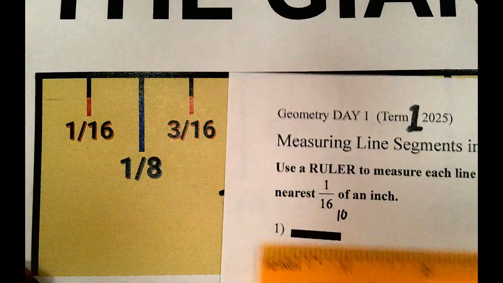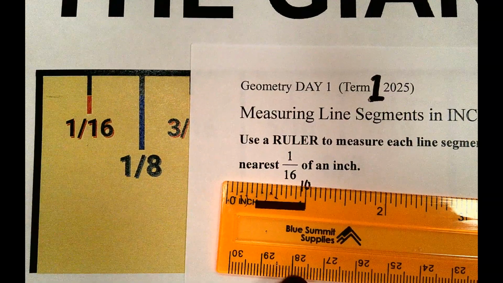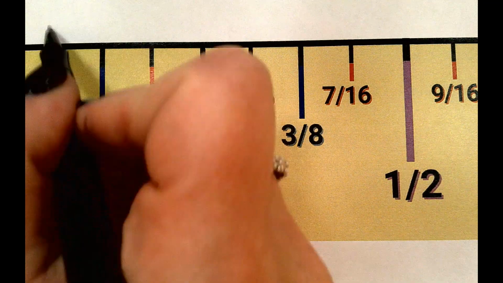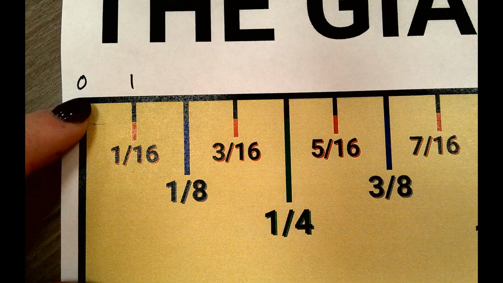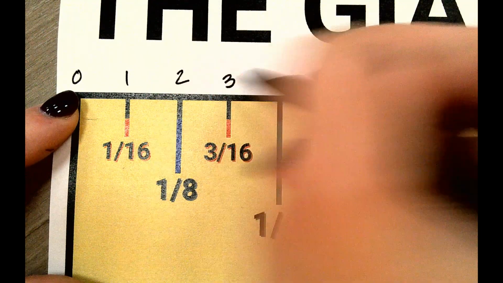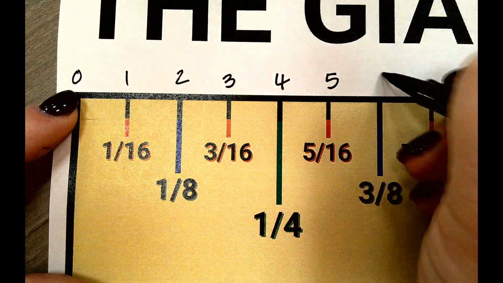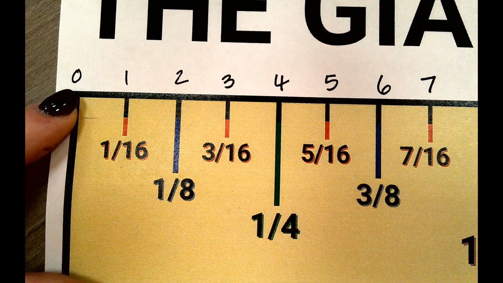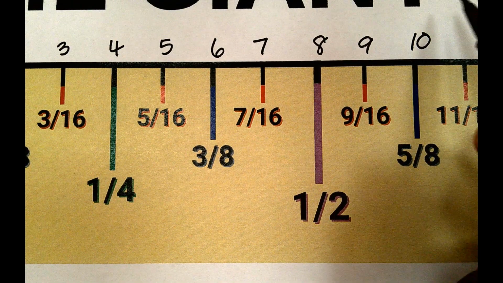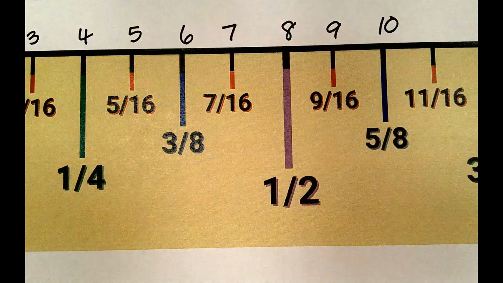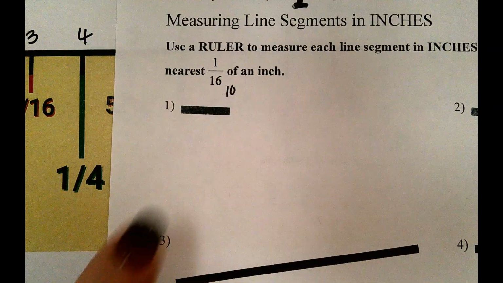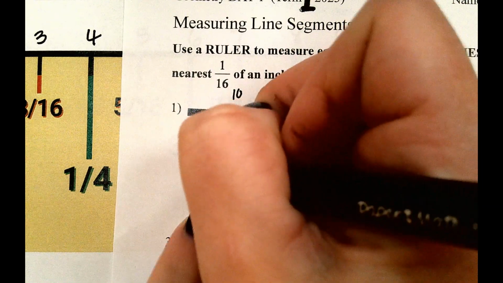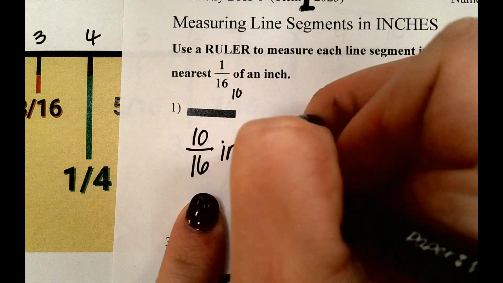1/16 of an inch. So if I counted 10 of those, 5/8. Yes, 10 of those would be, here's 1, so there's 0, 1, 2, 3, 4, 5, 6, 7, 8, 9, 10. So it's 10/16 or 5/8. So the answer to number 1, you could say 10 over 16, 10/16 of an inch.